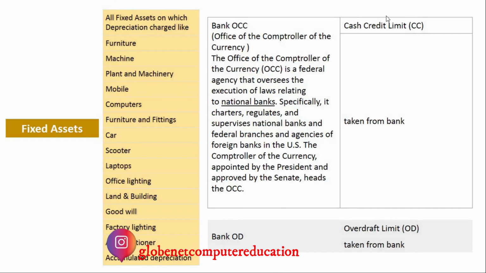Then we have fixed assets. Under fixed assets we have furniture, machinery, mobile, computers, furniture and fittings, cars, scooters, laptops, office lighting, goodwill, air conditioner, etc.